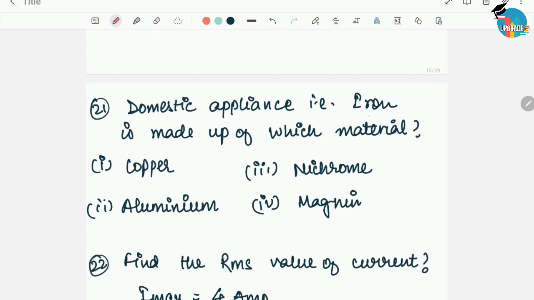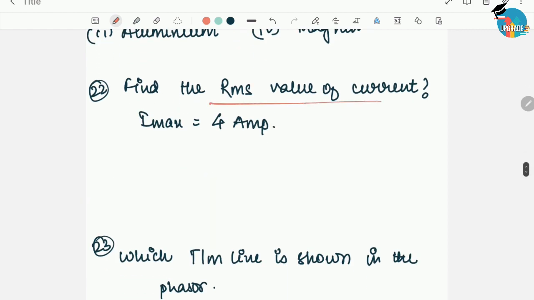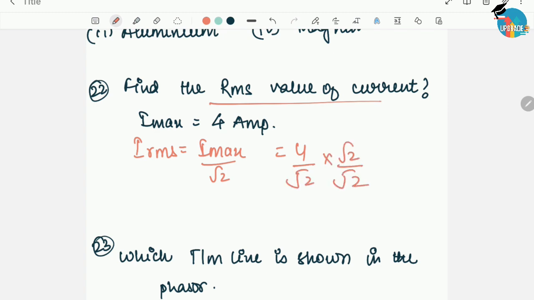The next question asked was related to a domestic appliance, that is iron, which is made up of which material? Options were copper, aluminium, nichrome and manganese. So the correct option is option C, that is nichrome. The next question asked is related to the RMS value of current. As we all know, IRMS is equals to I maximum by √2. I maximum given here is 4, so the RMS value will be 2√2 ampere. The correct answer is 2√2 ampere.